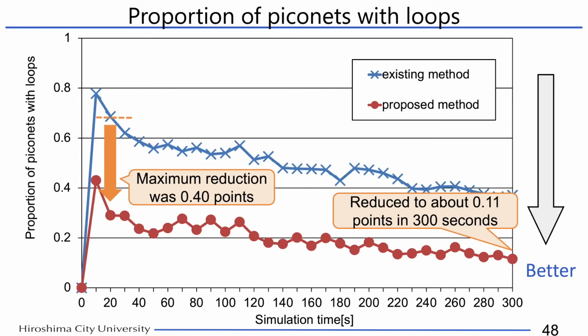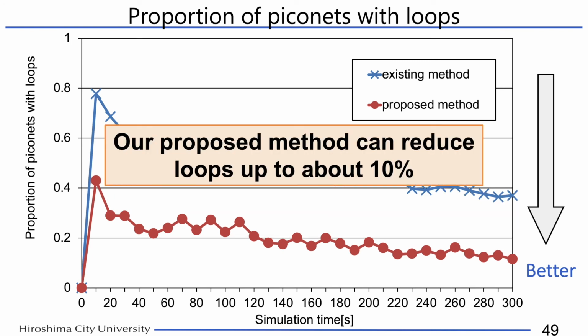In this graph, the vertical axis is the proportion of piconets with loops, and the horizontal axis is the simulation time. The blue line refers to the existing method, and the red line refers to our proposed method. The proportion of piconets with loops is measured at 10-second intervals during the 300-second simulation time. As a result, the proportion of piconets with loops decreased the most at 20 seconds of simulation time. The proportion of piconets with loops was reduced by up to 10% with a simulation time of 300 seconds.